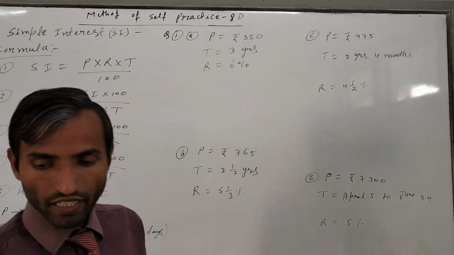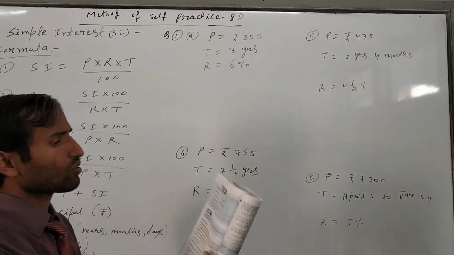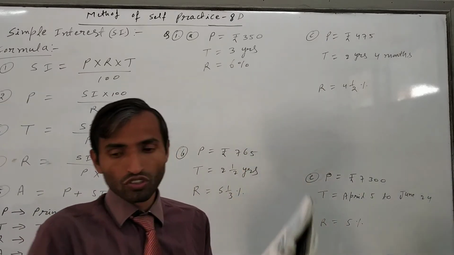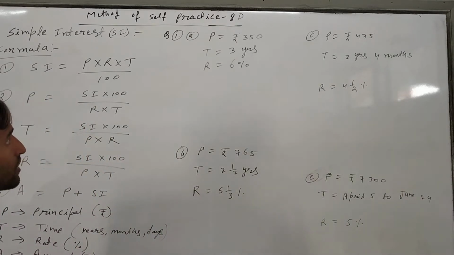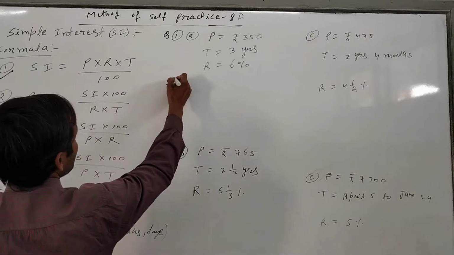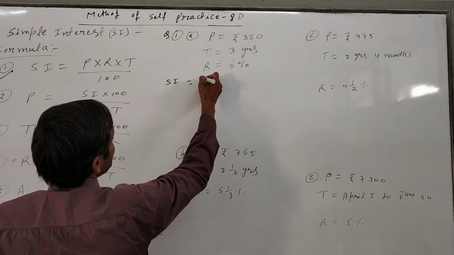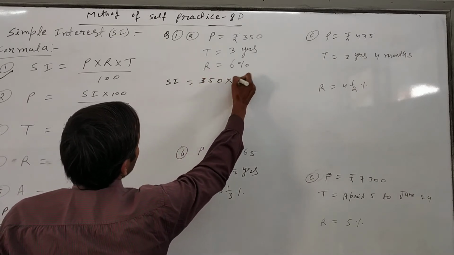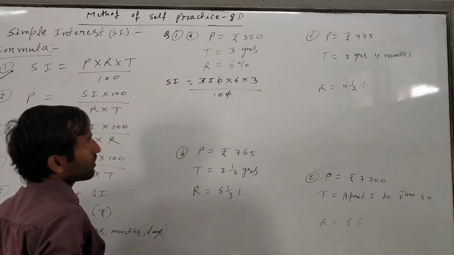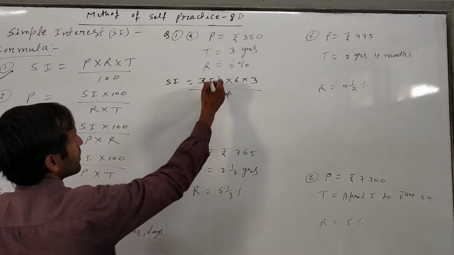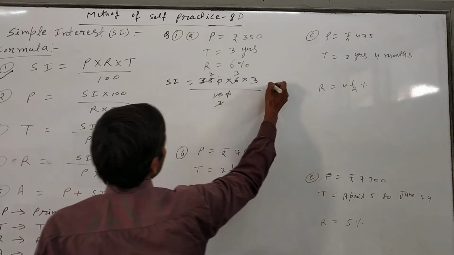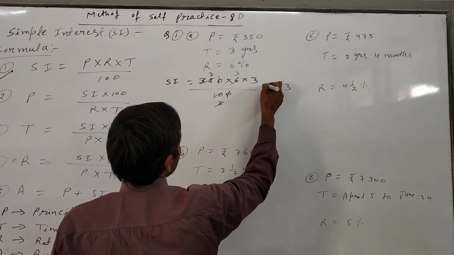Now we will go for the exercise questions. Just read the question number first. Find the simple interest and amount at simple interest. All questions are given for simple interest only. First we find simple interest using the first formula, SI is equal to P into R into T upon 100. So 350 into 600 into 3 upon 100. The zeros cancel out. Now we cancel by the 5 table, and by 3, 3 sevens are 21, so the simple interest is rupees 63.